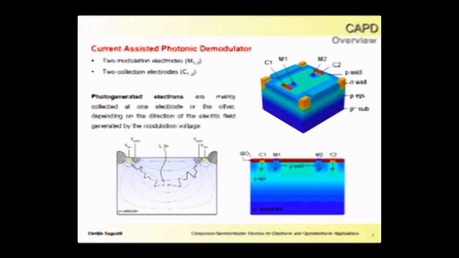The current assisted photonic demodulator is a photodetector based on silicon, which has got two modulation electrodes, and thanks to these electrodes you can apply modulation voltage, which will create majority hole current into the substrate, and so photo-generated electrons can be detected and collected at one side or the other depending on the polarization direction of this modulation voltage.